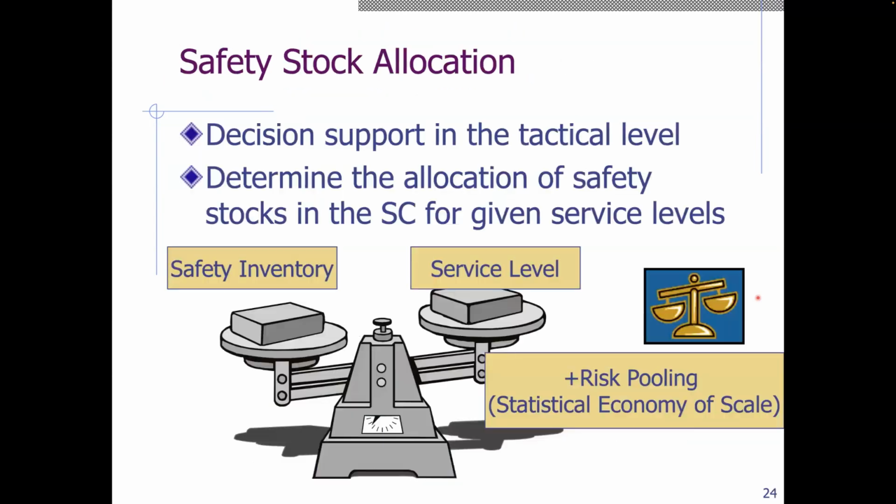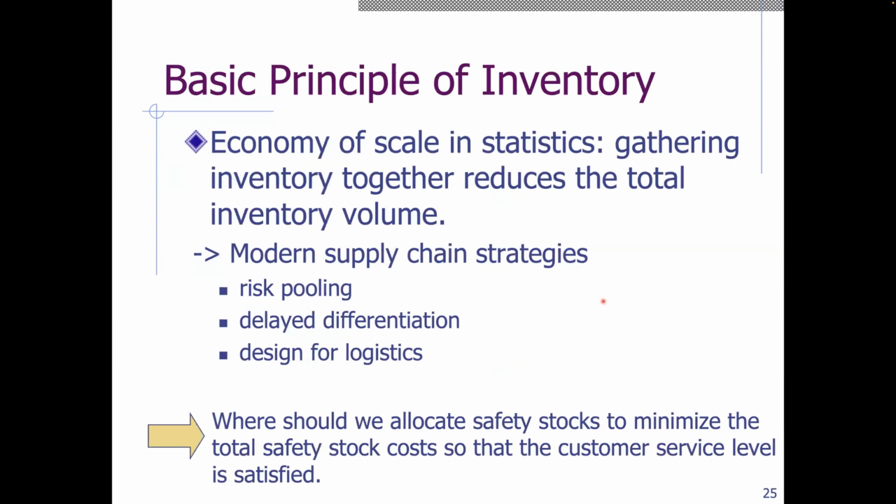The second model is the safety stock allocation model in the tactical level that optimizes the trade-off between the safety inventory and the customer service level. This model is based on a basic principle of inventory called the statistical economy of scale. That means gathering inventory together reduces the total inventory volume and cost. This principle is used in many modern supply chain strategies such as risk pooling, delayed differentiation, and design for logistics.